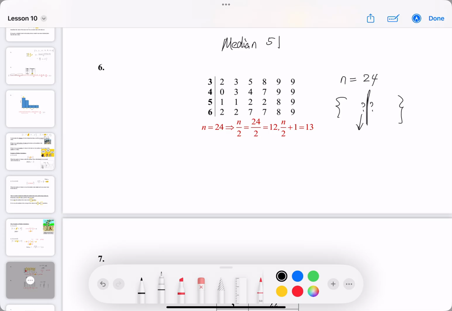We got a formula. We're using n over 2. This is n over 2, the position number. And then n over 2 plus 1 is also a position number. Okay, n over 2 is 12. Then the value next to 12 is 13. So the 12th and the 13th position. Let's find where the 12th and 13th positions are. 1, 2, 3, 4, 5, 6, 7.